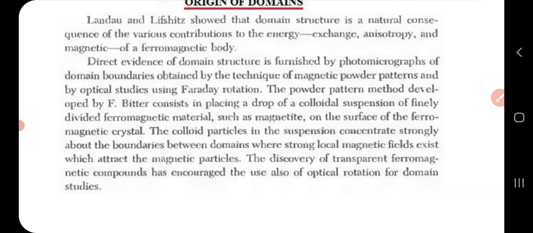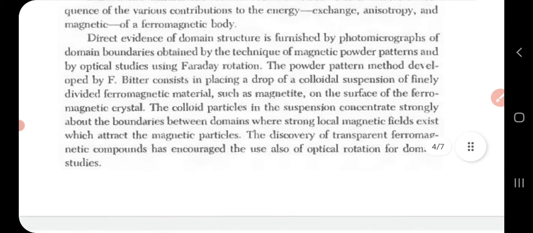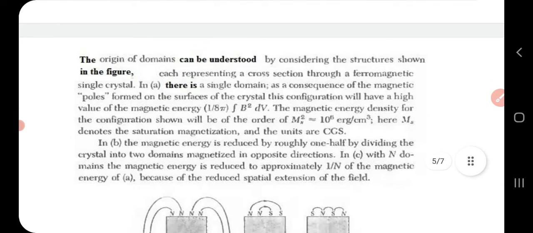Then what happens to the colloidal particles? The colloidal particles in the suspension concentrate strongly about the boundaries between domains where strong local magnetic field exists, which attract the magnetic particles. Now the discovery of transparent ferromagnetic compounds has encouraged the use of optical rotation for domain studies. So these are all just theories, you can just read through.